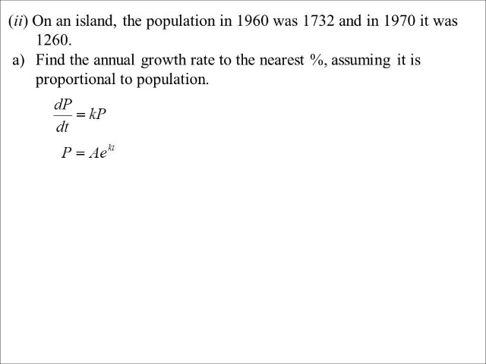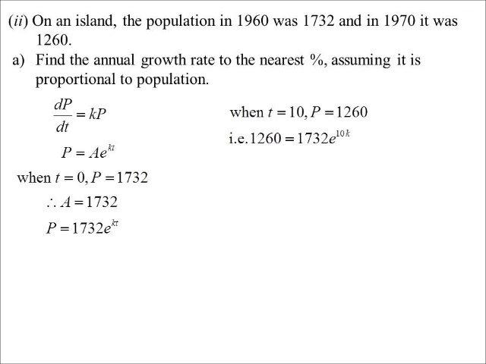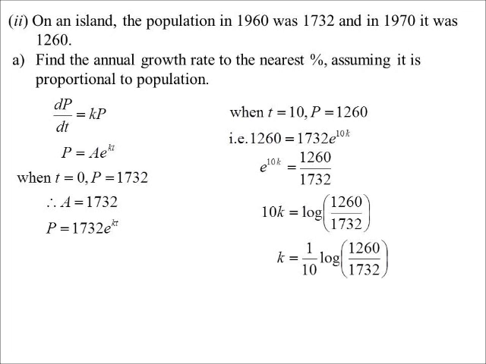Okay. Now, they told me the initial population was 1,732. So A turns out to be 1,732. So here's my formula, 1732 e to the kt. We need to find that growth rate. The other piece of information they've given me is that in 1970, it's 1,260. Be careful, don't sub in t equals 1970. T is of course 10 years later. Okay, so e to the 10k, there's the exact value.